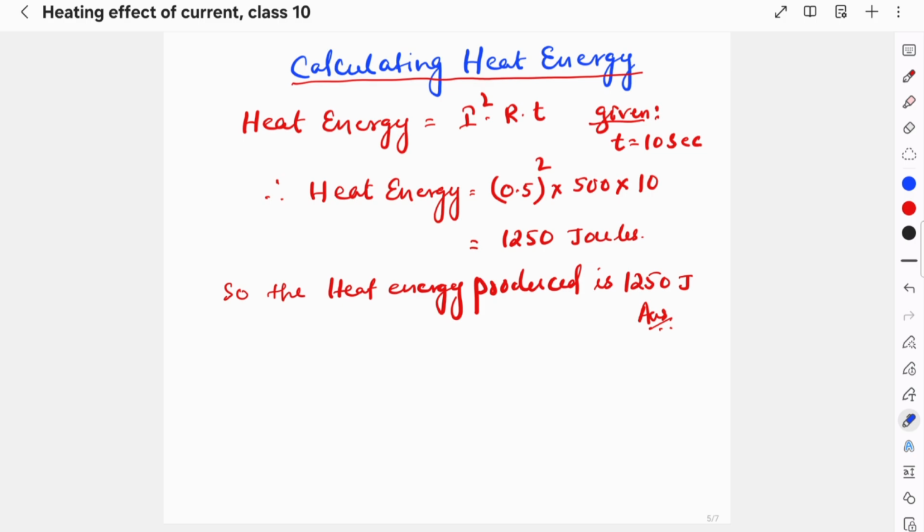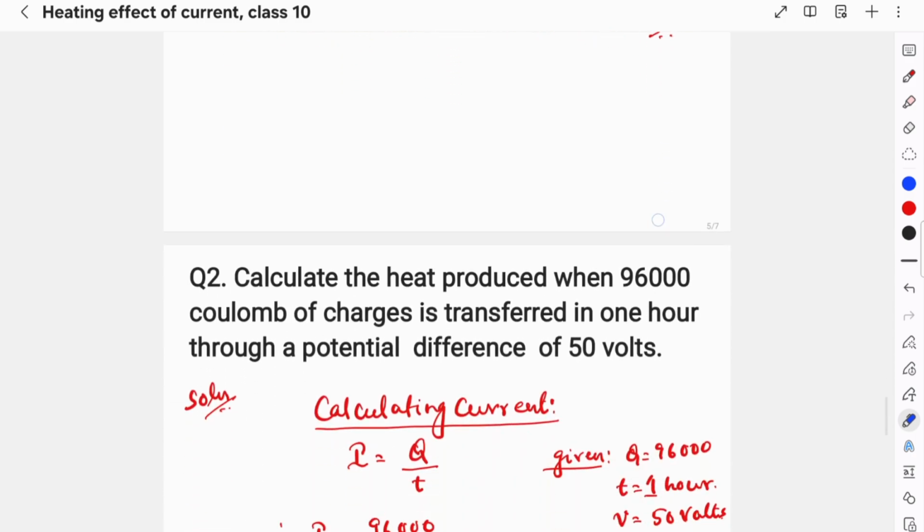So we see that a low current of 0.5 ampere flowing through a circuit for a very short duration, that is 10 seconds, with a high resistance of 500 ohms can produce a heat energy of 1250 joules. Now let's see the second numerical.